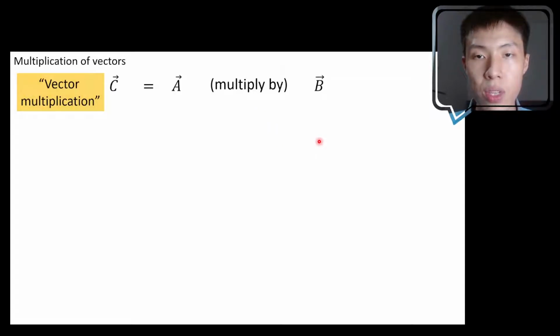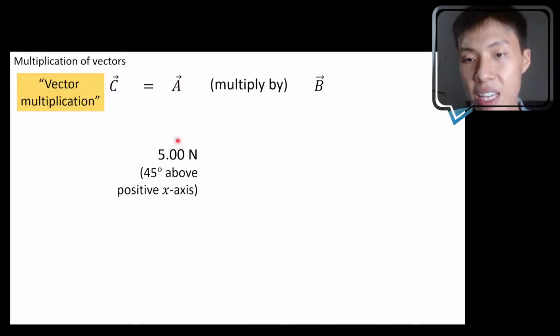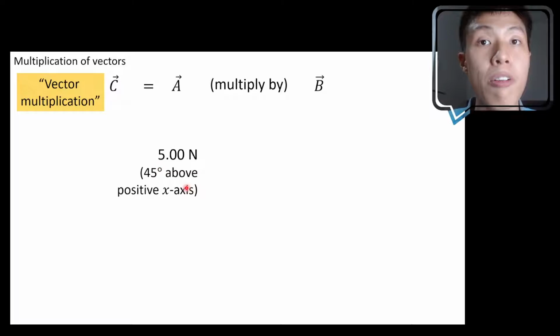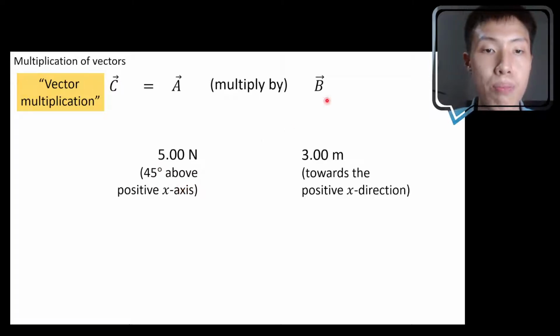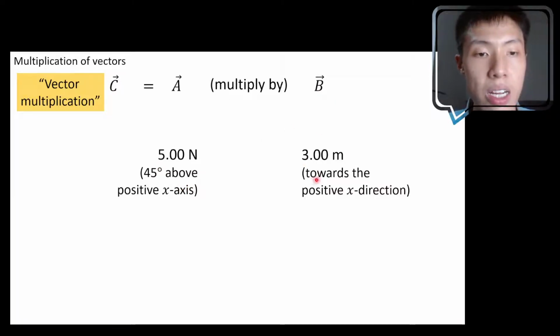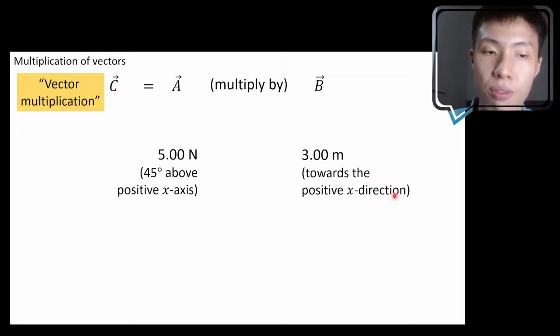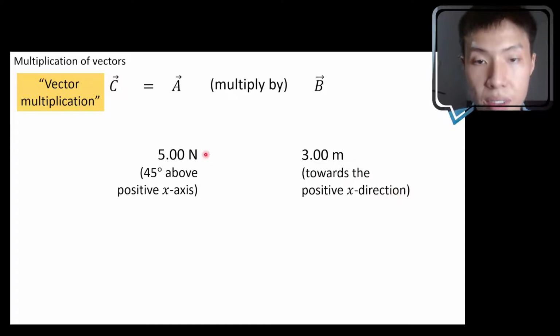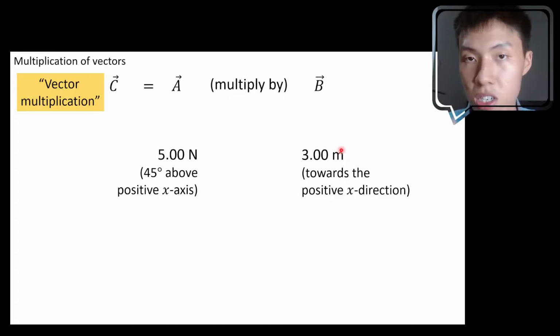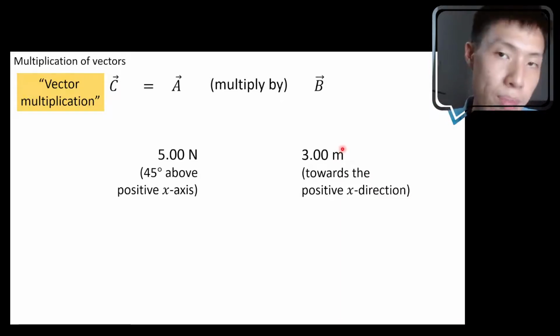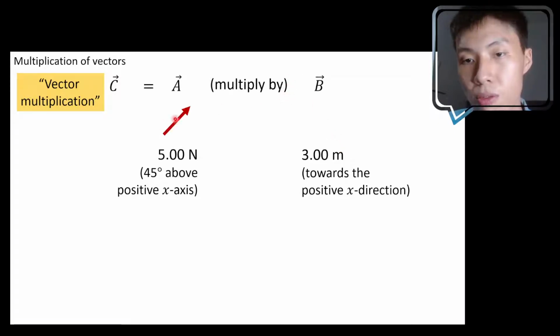So imagine today I have to multiply a vector A with another vector called vector B. Let me be more specific: let's say A is 5 Newton with a direction 45 degrees above the positive axis. Then B is probably 3 meter, pointing towards the positive X direction. You can have different units because now you are multiplying things together. Multiplying things together doesn't need the same dimension. So let me visualize it.